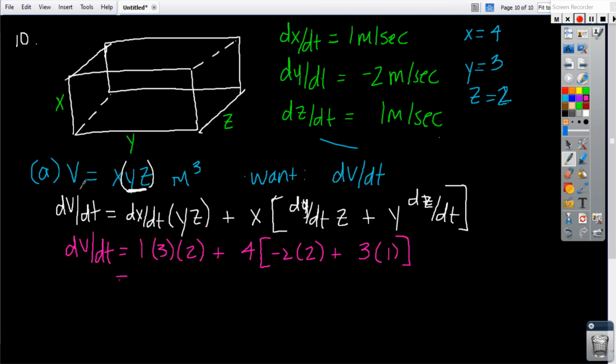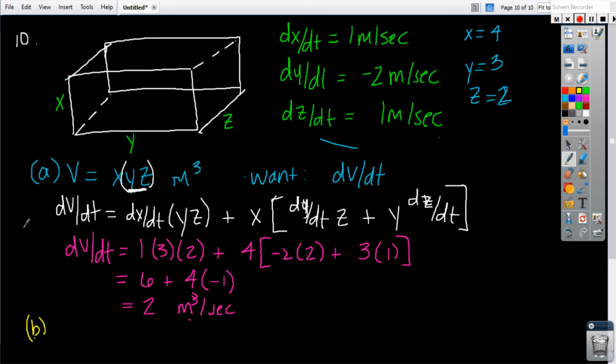And let's clean this up a bit. This is 6 plus 4 times negative 4 plus 3 is negative 1. 6 minus 4 would be 2 meters cubed per second. Okay, so how is the volume changing? Well, if all of these are changing at this rate, then the volume of the rectangular box is increasing 2 cubic meters every second. Okay, we'll go through part B now.